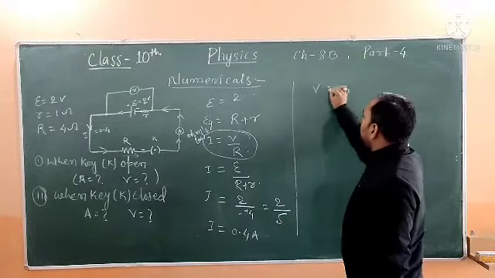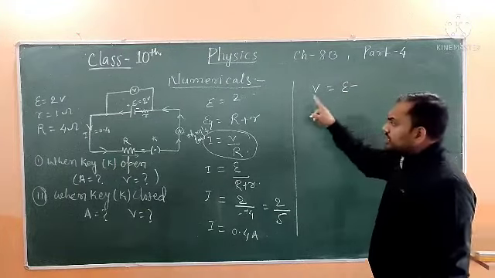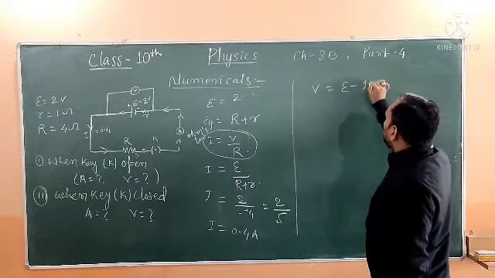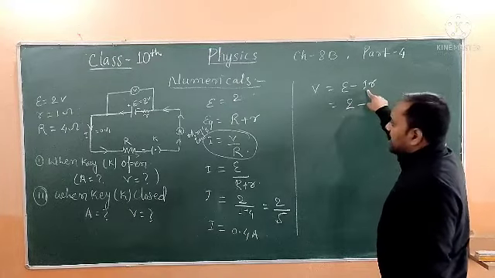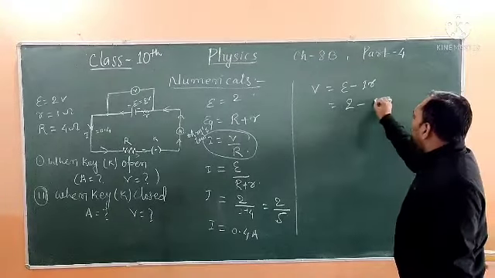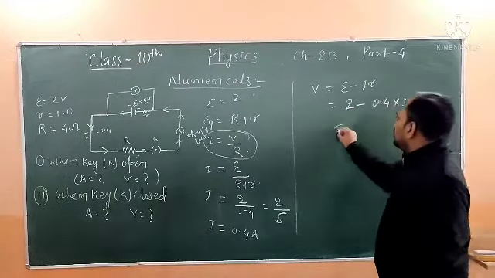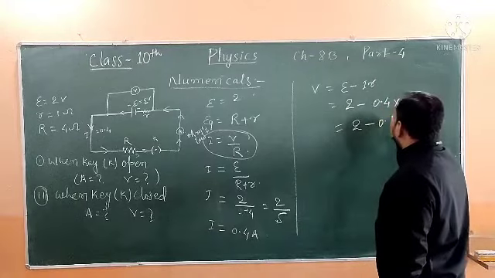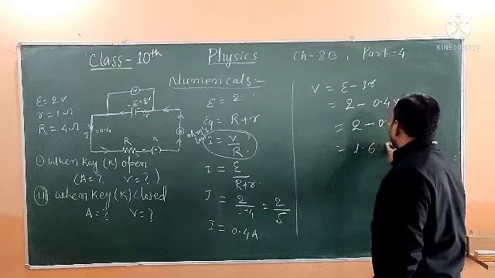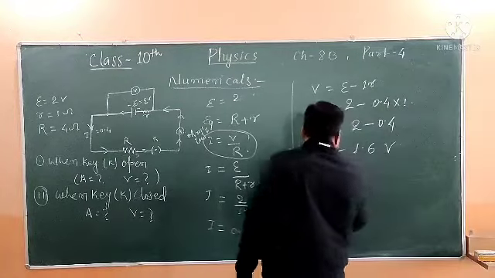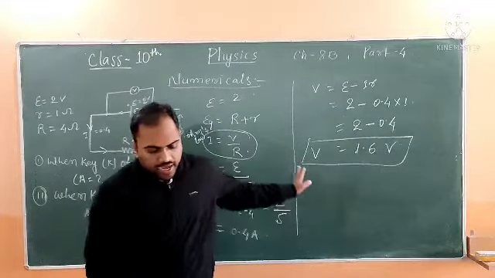As we know, V is equal to EMF minus IR. So EMF is 2 minus I, whose value is 0.4, into R, that is 1. So 2 minus 0.4 is equal to 1.6 volt. So the reading of the voltmeter is 1.6 volt. I hope you get it.